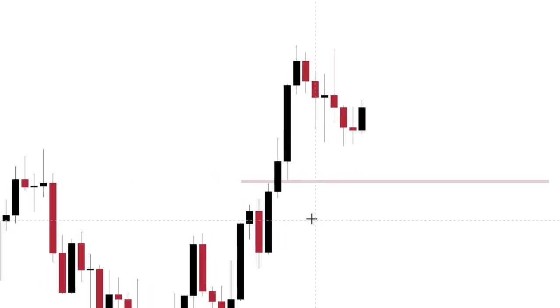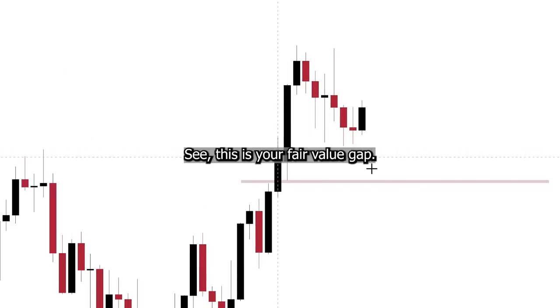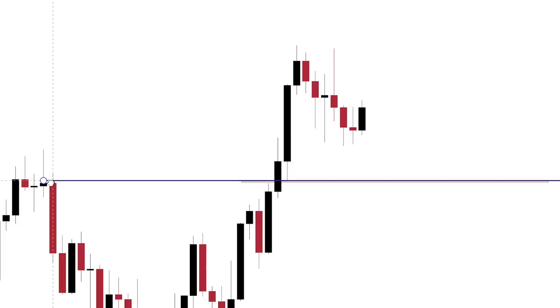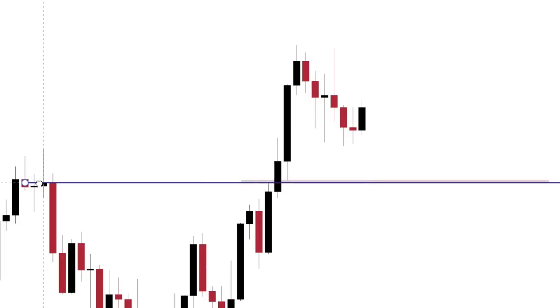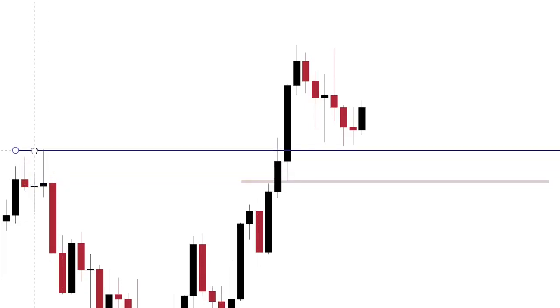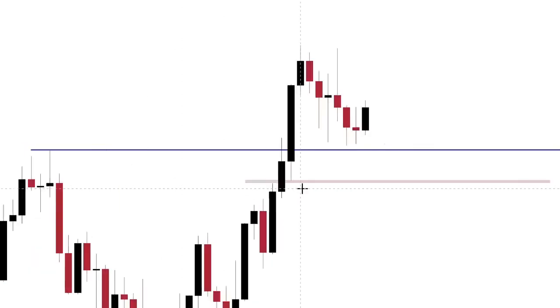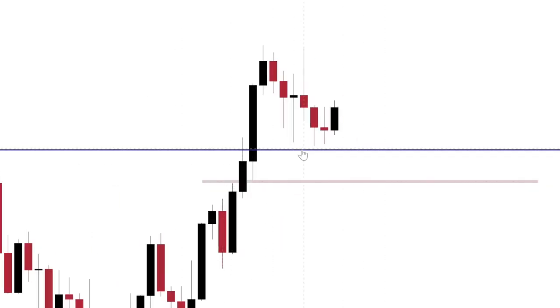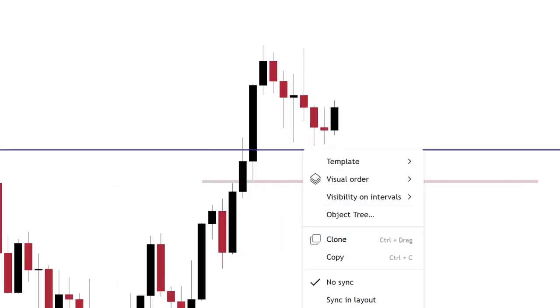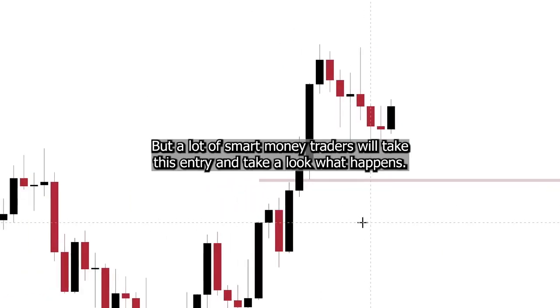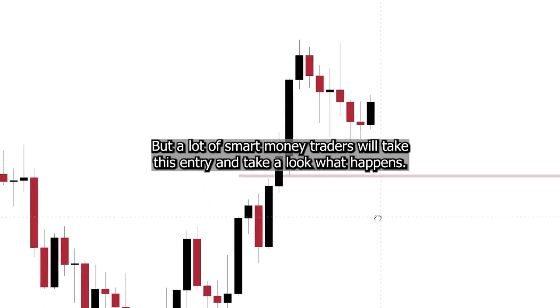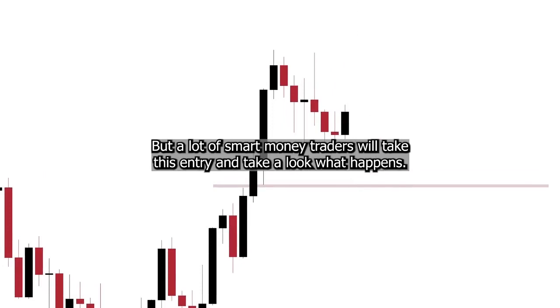But now look to the left, in between this candle. Is there an overlap? There's not, because the overlap is right here. This is your shelf. So your shelf is not overlapping with your fair value gap. This would mean that this fair value gap is invalid. But a lot of smart money traders will take this entry, and take a look at what happens.